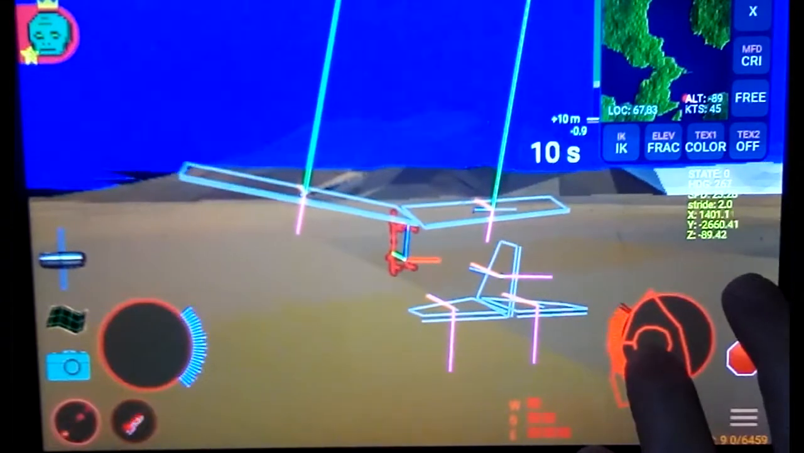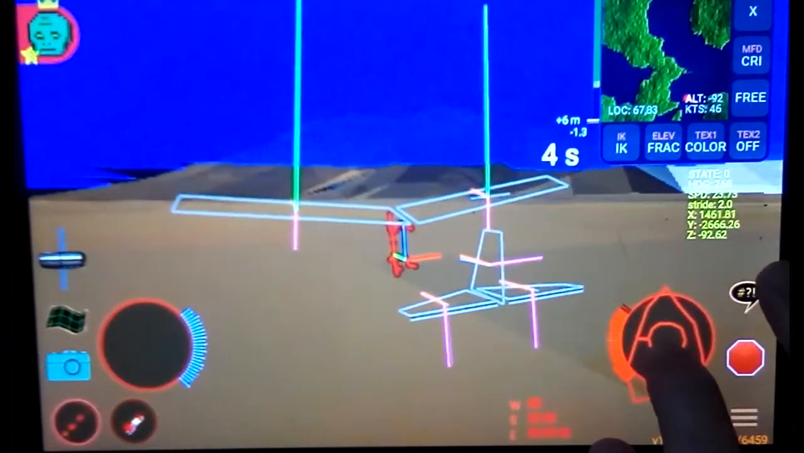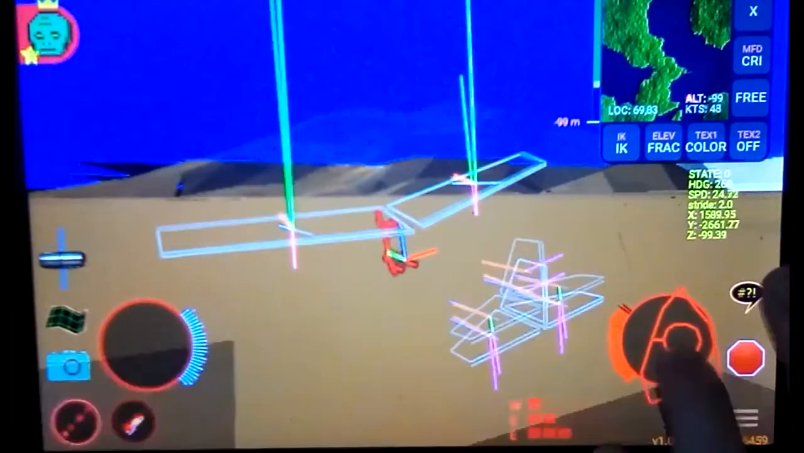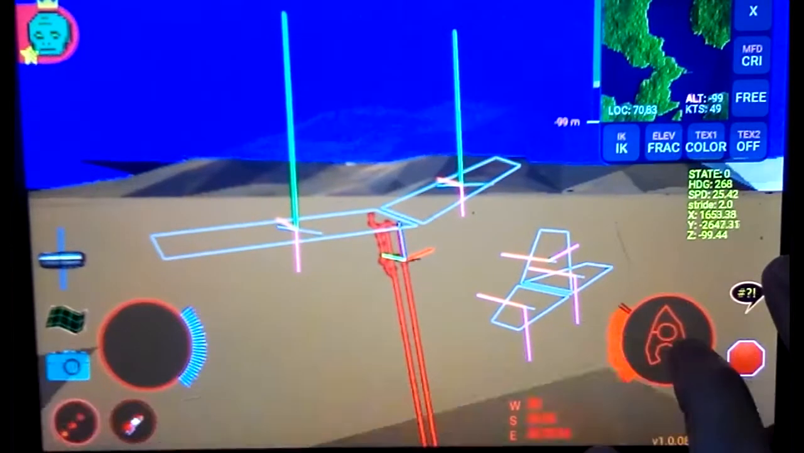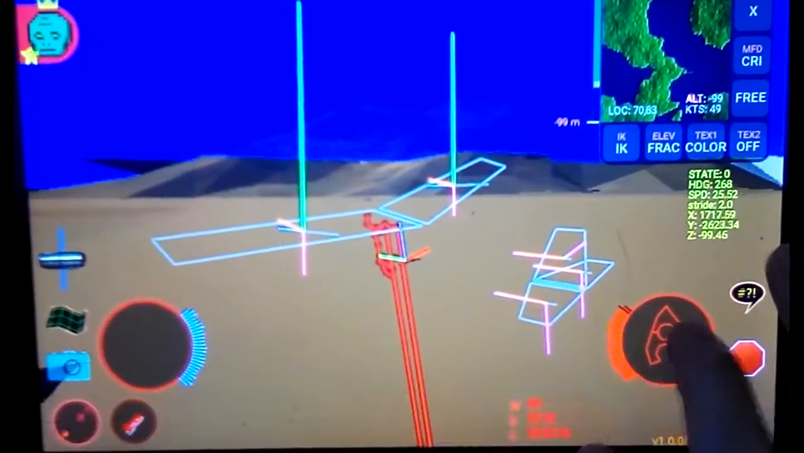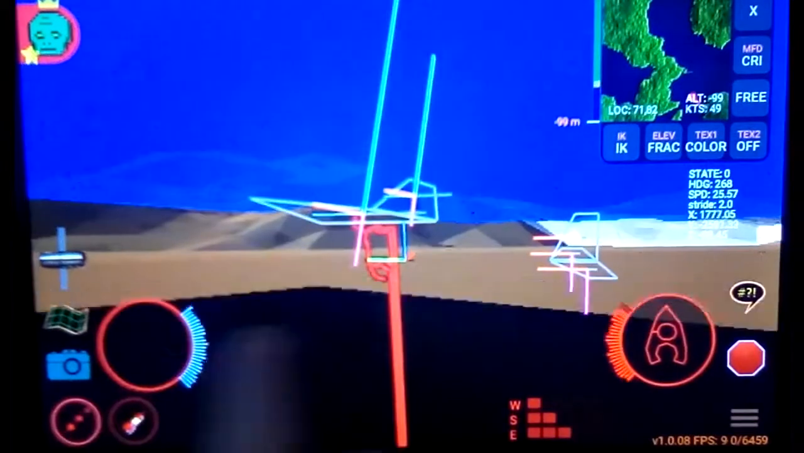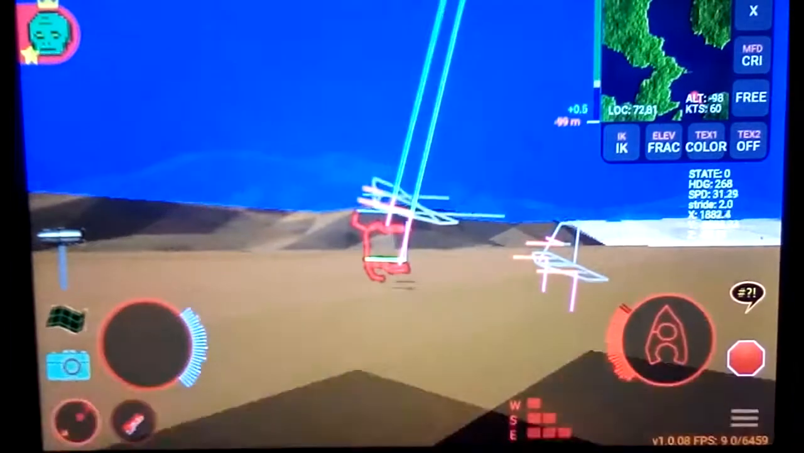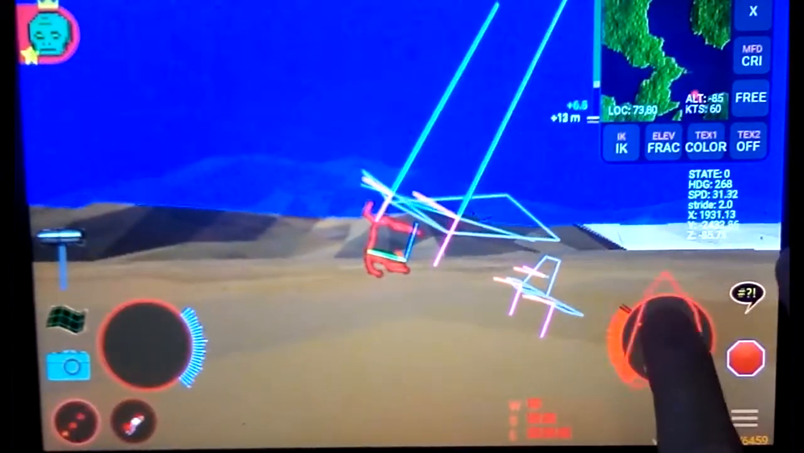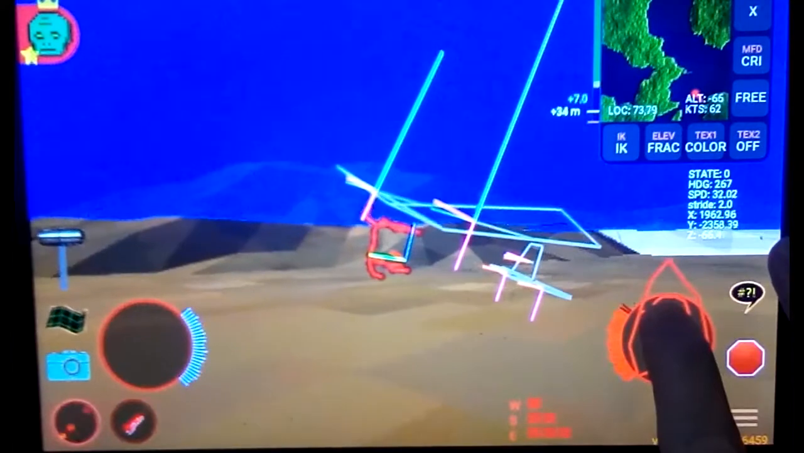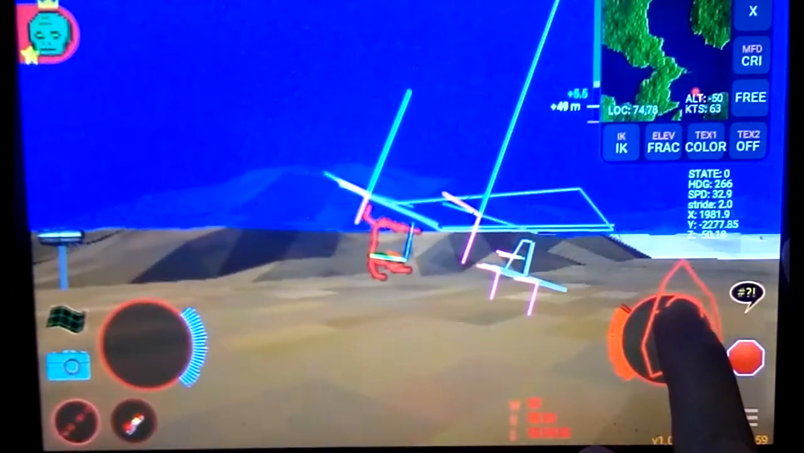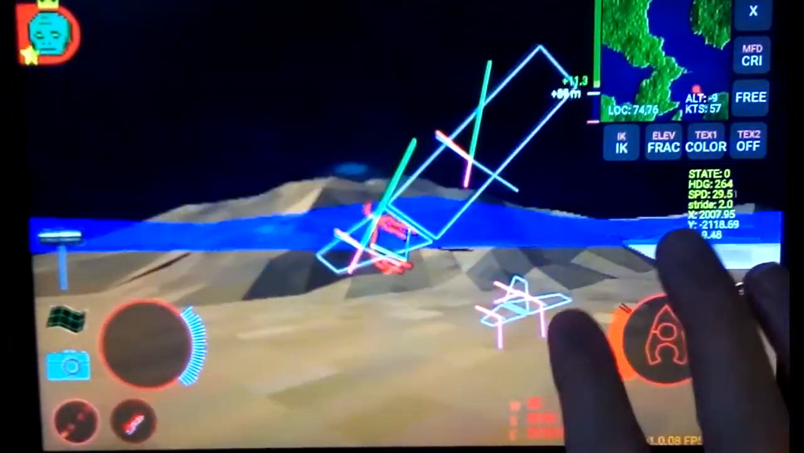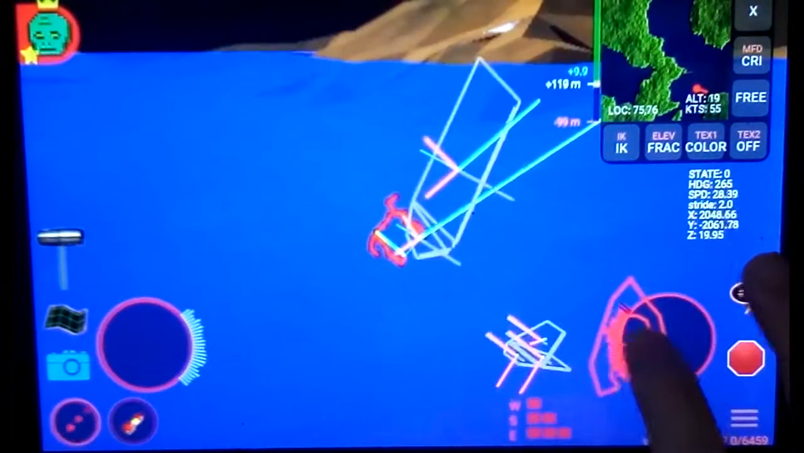More. Okay, now I'm turning to the left more. Oh! Okay, well. Let's give it more power. 100%. And we are climbing. Yeah, we just finally made it out of the water.